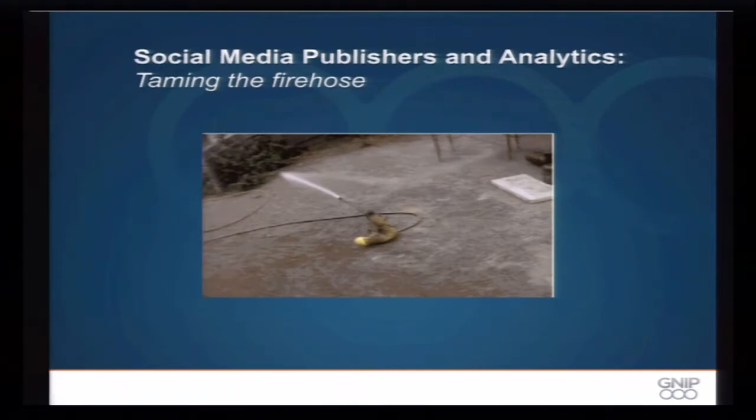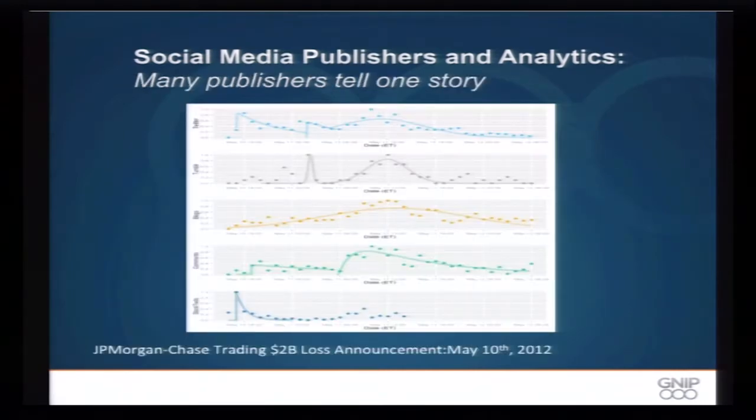So we have a lot of data. How are we going to tame the firehose, and what can we do with it? Well, this will be my last slide, and I'll conclude. The meaningful thing we're seeing with firehose access and licensed access is that we get the whole picture of what's going on. So on May 10th, 2012, JP Morgan Chase announced a $2 billion trading loss.